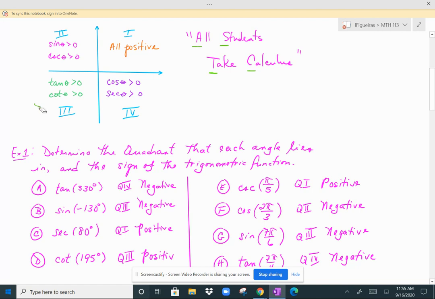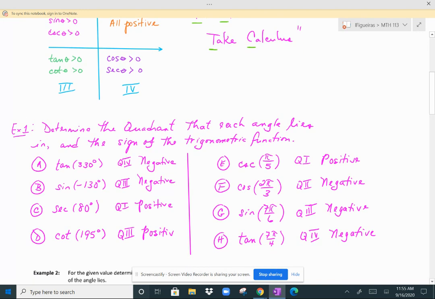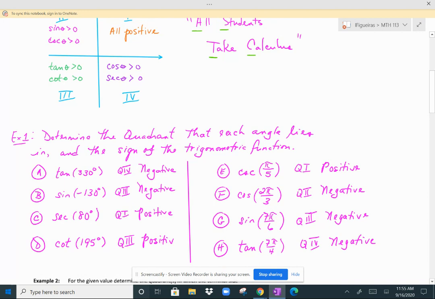Secant of 80 degrees is in quadrant 1. Remember, quadrant 1 is between 0 and 90. So secant and all trig functions would be positive. Cotangent of 195 degrees is in quadrant 3. It's just a little bit past the quadrantal angle here of 180, so it is in quadrant 3, and therefore cotangent is positive in quadrant 3.